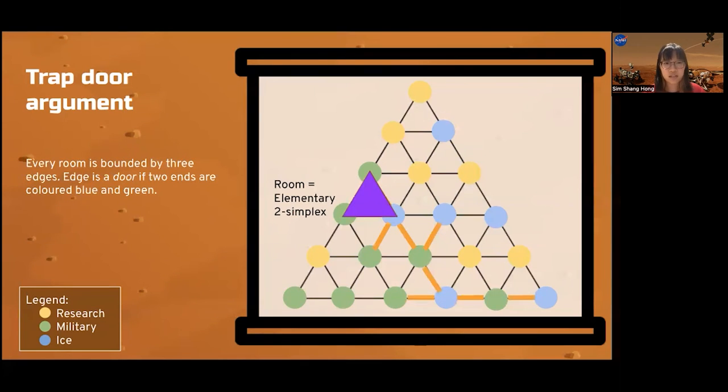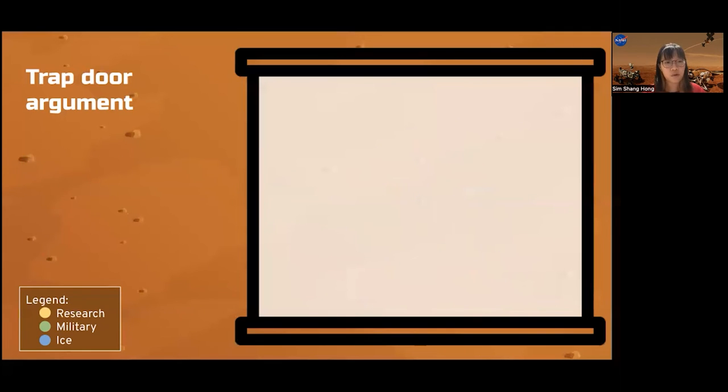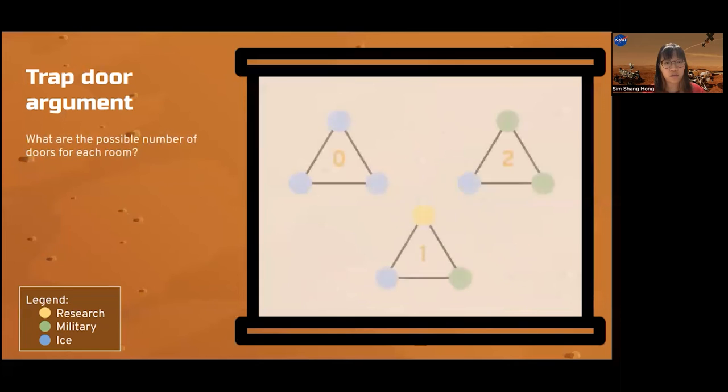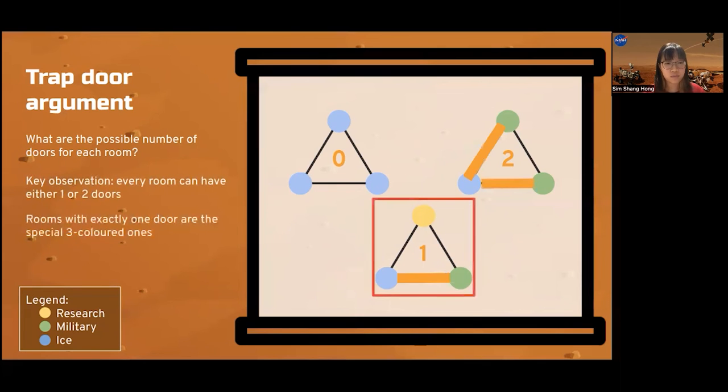Without loss of generality, let a door be defined as an edge with blue-green vertices as endpoints. Now, we have 3 possible coloring configurations of our elementary triangles. What are the possible number of doors for each room? Here, we make a key observation that every room can have either 1 or 2 doors. Rooms with exactly 1 door are the special 3-colored ones.